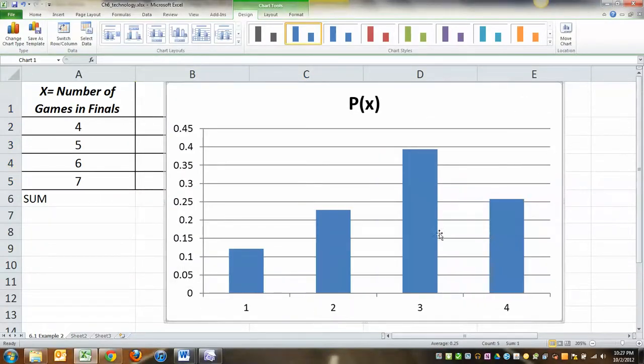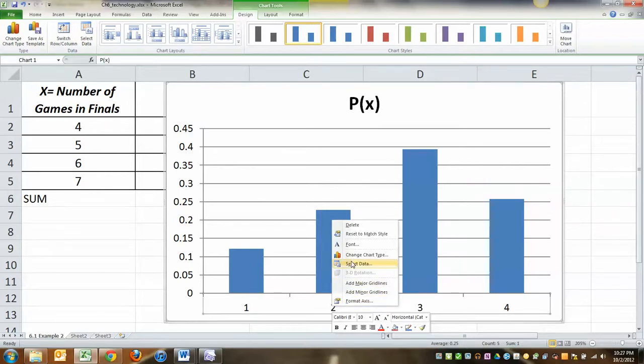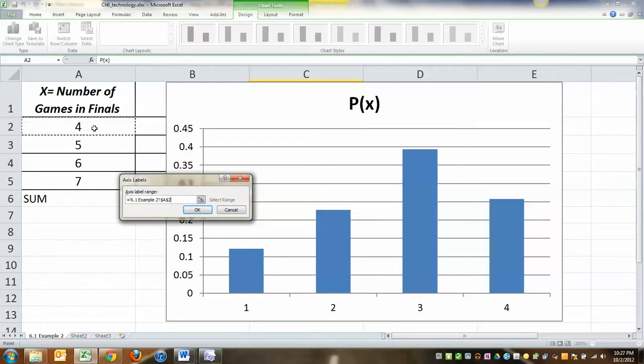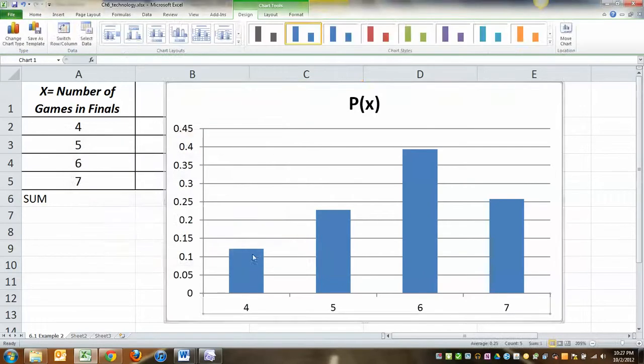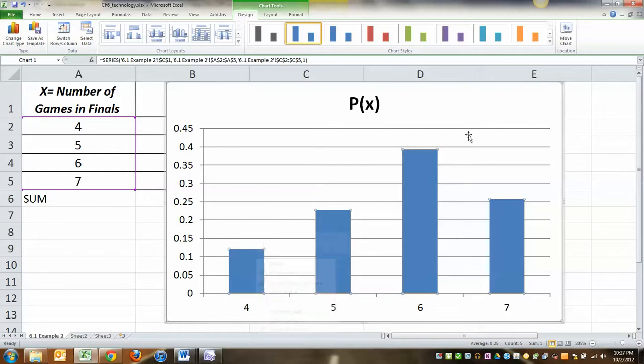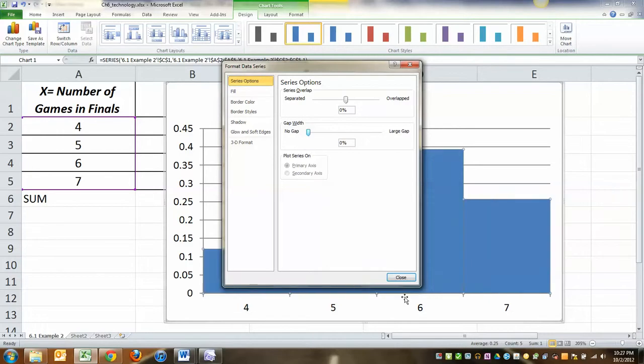All you got to do is delete this, and then these are no good for us. Those labels, it's just labels 1, 2, 3, 4. So if you click down here and select data, edit your horizontal axis label, and then you want to put in the numbers 4, 5, 6, 7 right there. So for me, it's cells A2 through A5. Okay, and then also we don't want gaps. So I just clicked on any one of the bars. Right click on the bars, format data series, and right here where it says gap width, shrink that to 0.